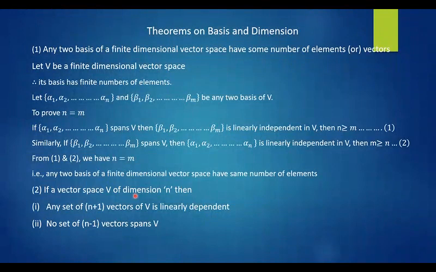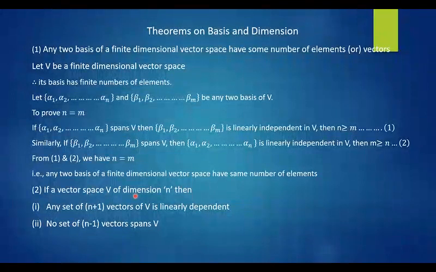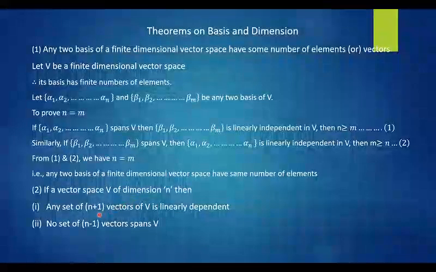Basis means it is linearly independent and spans V, right? So exactly n number of elements should satisfy the two conditions of basis. That means linearly independent and it spans V. Here if we add one more element to n number of basis elements, that means n plus 1 vectors, then it is linearly dependent.